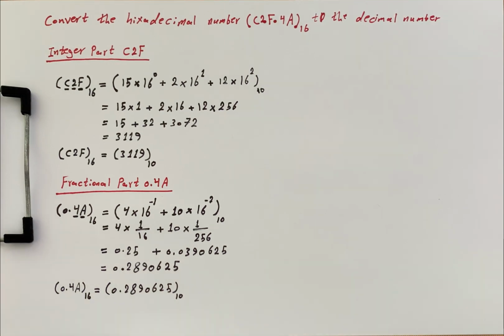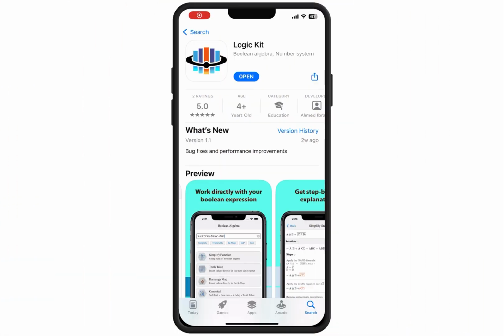Now we will add the two converted parts together. The converted integer part was 3119 plus the converted fractional part, which is 0.2890625. This equals 3119.2890625. So the number C2F.4A in hexadecimal is equal to 3119.2890625 in decimal.